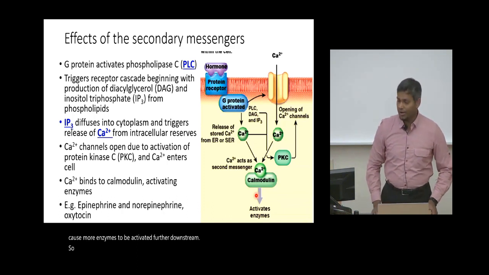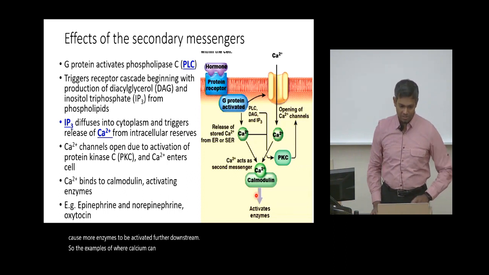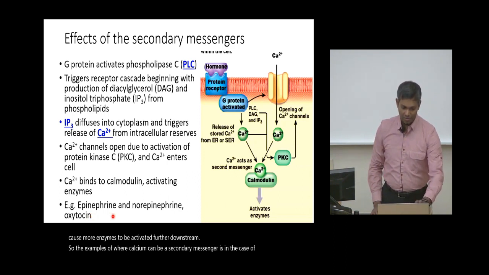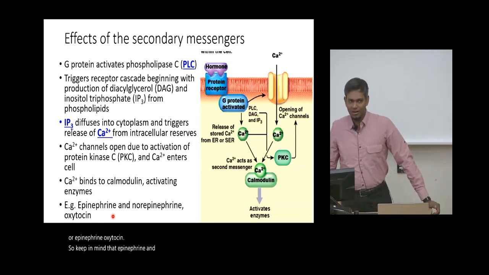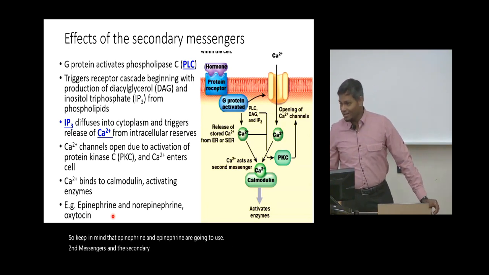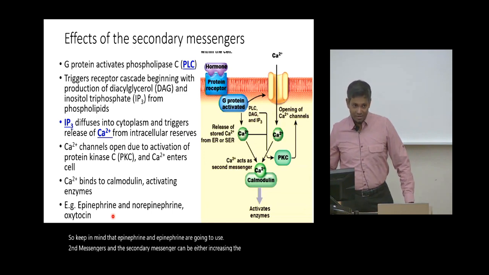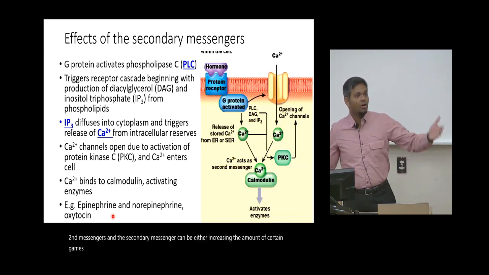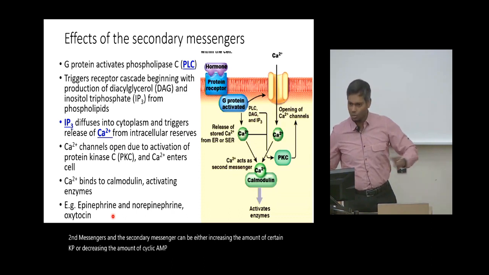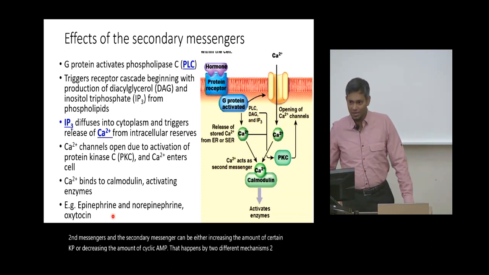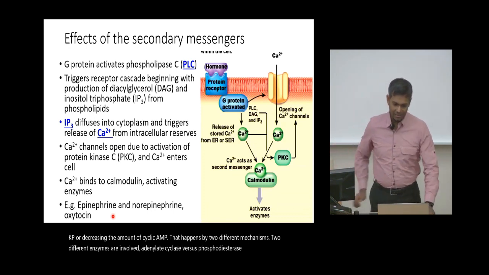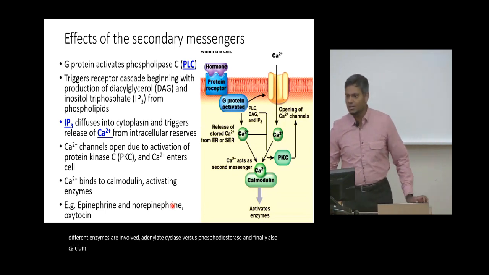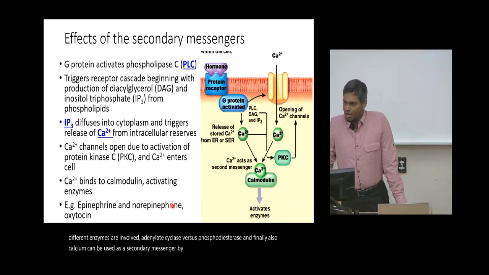So the examples of where calcium can be a secondary messenger are epinephrine, norepinephrine, and oxytocin. Keep in mind that epinephrine and norepinephrine are going to use secondary messengers, and the secondary messenger can either increase or decrease the amount of cyclic AMP. That happens by two different mechanisms. Two different enzymes are involved: adenylate cyclase versus phosphodiesterase. And finally, calcium can also be used as a secondary messenger by epinephrine.